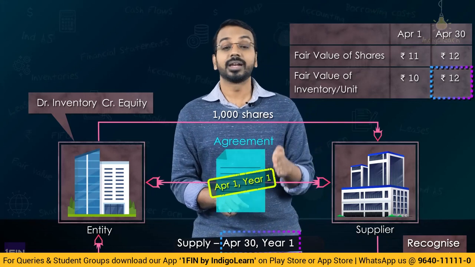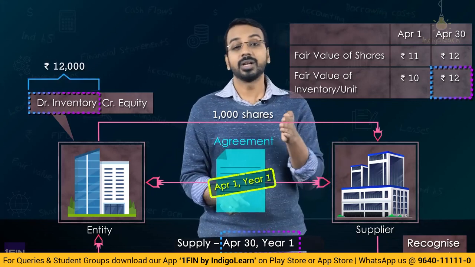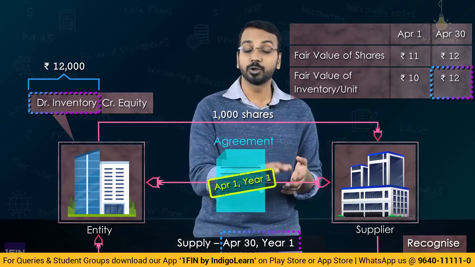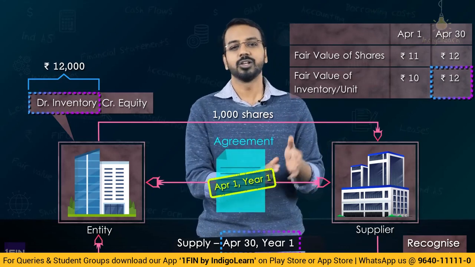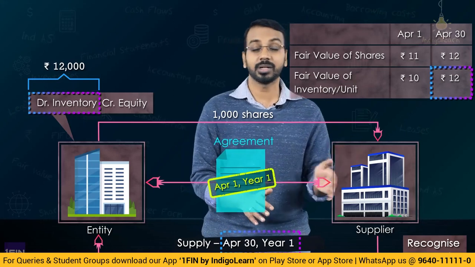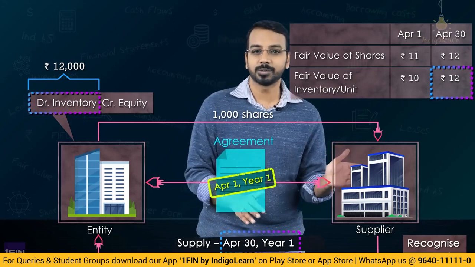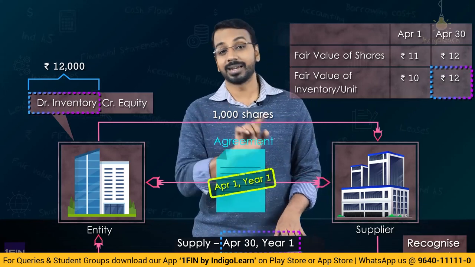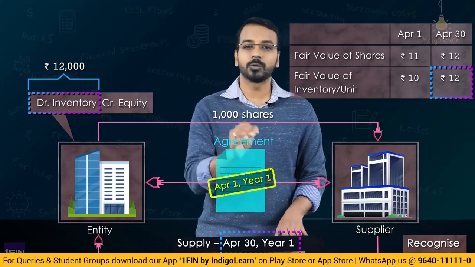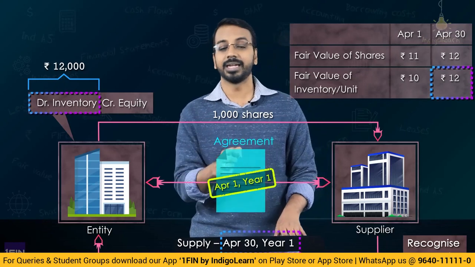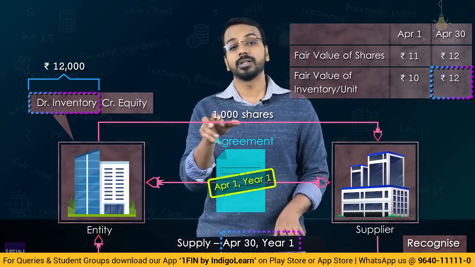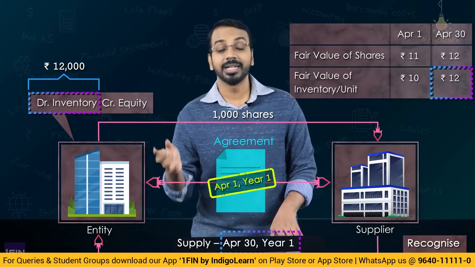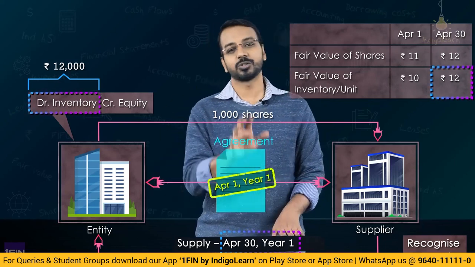So accordingly, you will record inventory at 12,000 and you will credit equity by 12,000. Now assume the face value of share to be rupees 10, so you will have 10,000 credited to share capital and 2,000 credited to securities premium. So what is relevant when there is a transaction with non-employees? The thing that is relevant is the fair value of goods and services that have been received by the entity on the date of receiving those goods or services. Grant date fair value is not relevant and fair value of equity instrument is also not relevant.